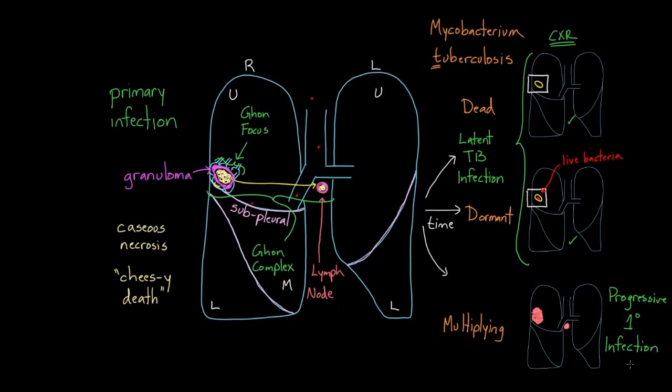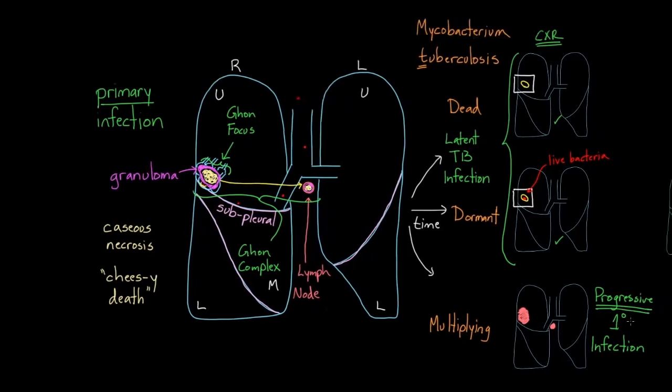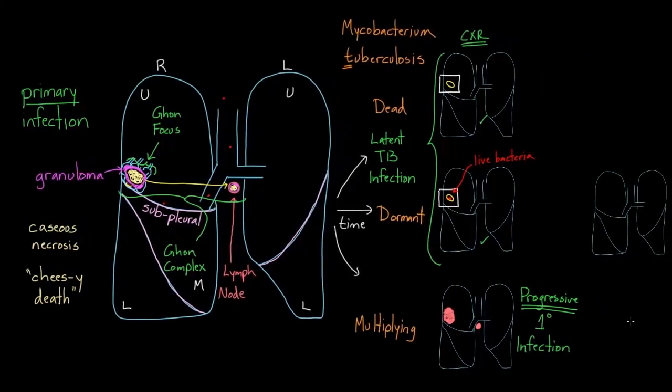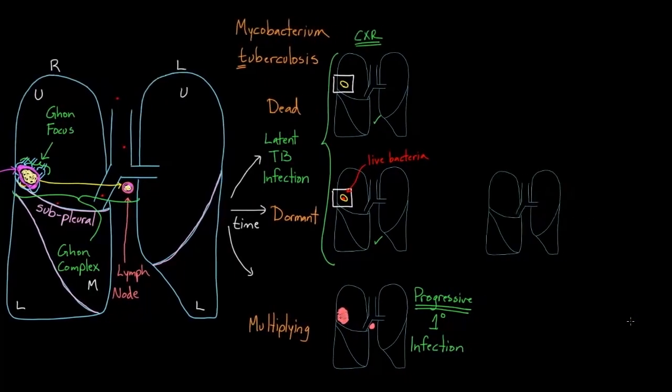Progressive primary infection. So it sounds a lot like what we had named out here with primary infection, but the word progressive tells us that things are actually getting worse. The disease is getting more nasty. Now, let's actually play out the rest of this. Let's think about what will happen with the dormant situation. I wrote out or drew this out earlier.